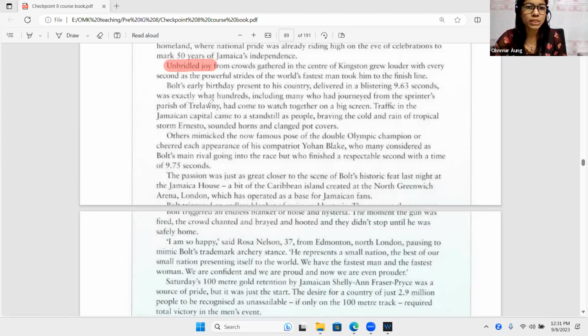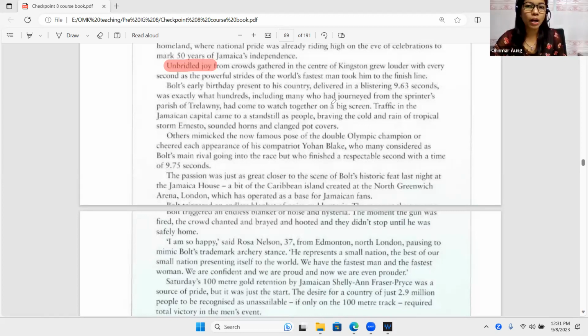Bolt's early birthday present to his country, delivered in a blistering 9.63 seconds, was exactly 100, including many who had journeyed from the sprinters' parish of Trelawney, had come to watch together on the big screen. Traffic in the Jamaican capital came to a standstill as people, braving the cold and rain of the tropical storm Ernesto, sounded horns and clanged pot covers.